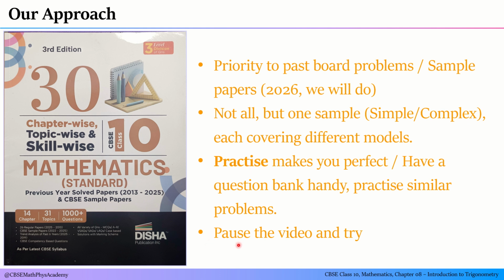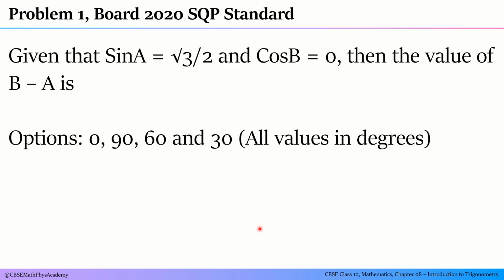If required, pause the video and try the problem. Only after you are not able to solve it, you try to see the solution. So now the first problem appeared in Board 2020 standard paper. Sin A value is given as root 3 by 2 and cos B value is 0. Then they are asking what is the value of B minus A, and there are 4 options given, all in degrees: 0, 90, 60 and 30.